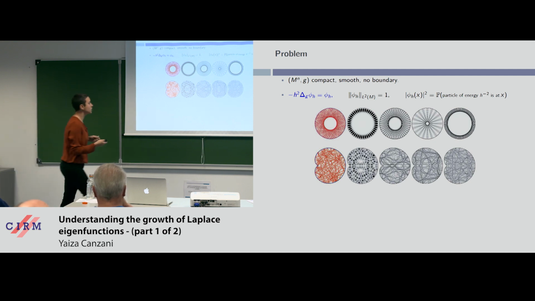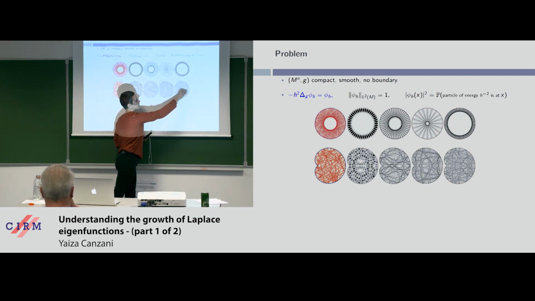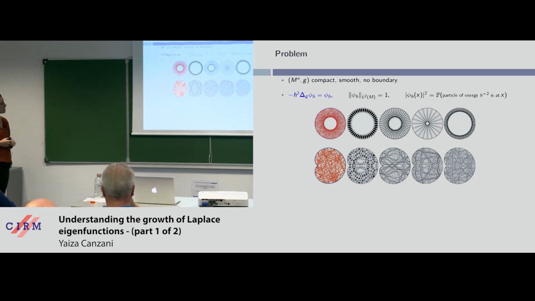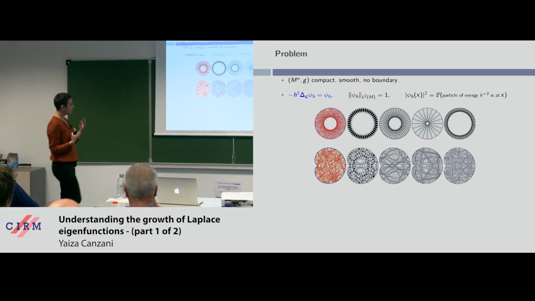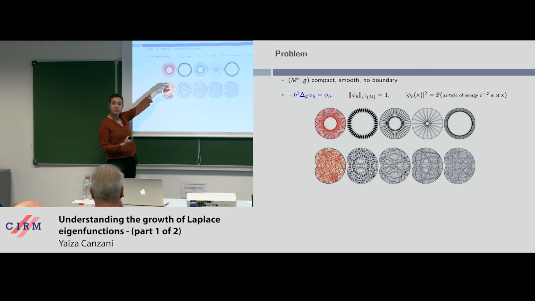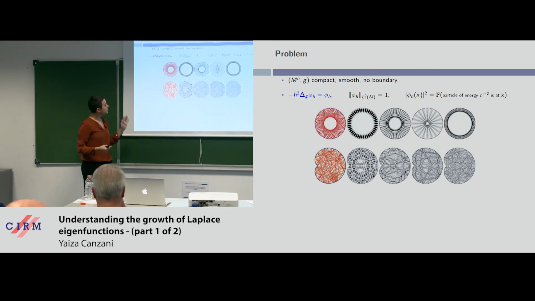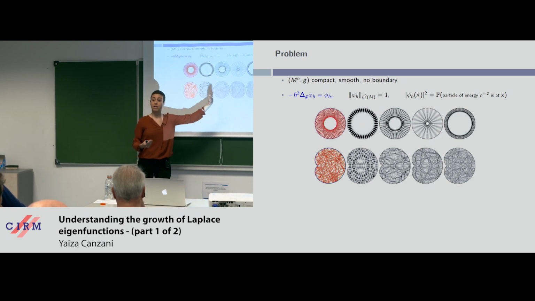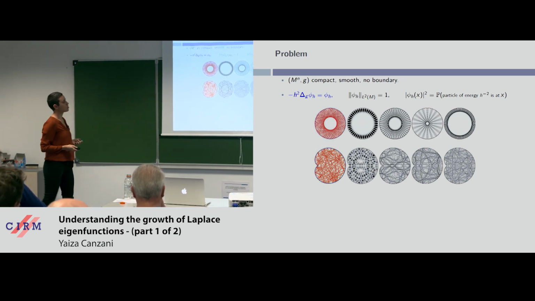So if you want to know the probability of finding the quantum particle in half of this cardioid, it looks like it should be half. And the only symmetry that this cardioid displays is just this axial symmetry, but otherwise it seems like the chaotic behavior of the geodesic flow is also reflected by the density plot of the eigenfunction.